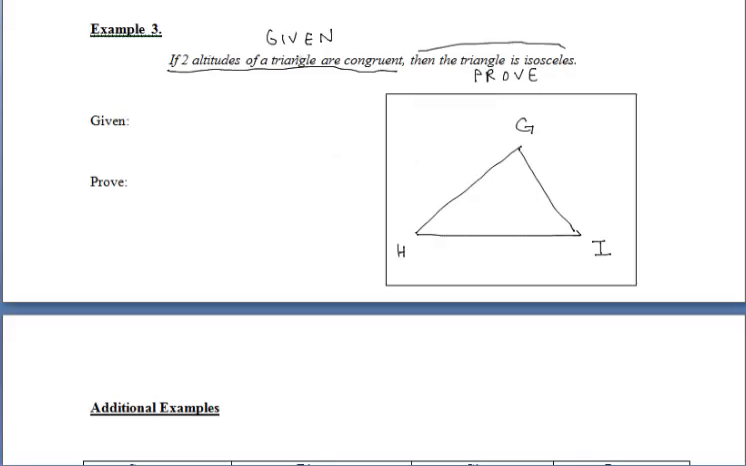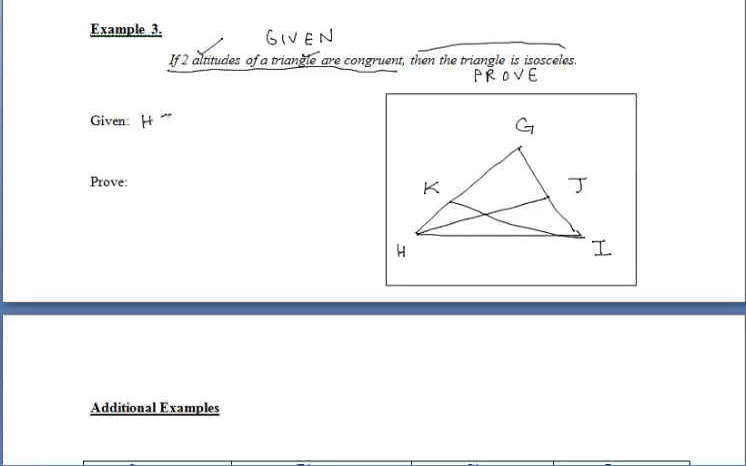And now we have two altitudes that are in the triangle. Okay, so we've drawn the triangle. Now we have to draw in two altitudes. I'm going to start at vertex H and draw in that altitude. And then I'll label that point J. Okay, so HJ is an altitude. And then I'll draw one from vertex I. So IK is an altitude.